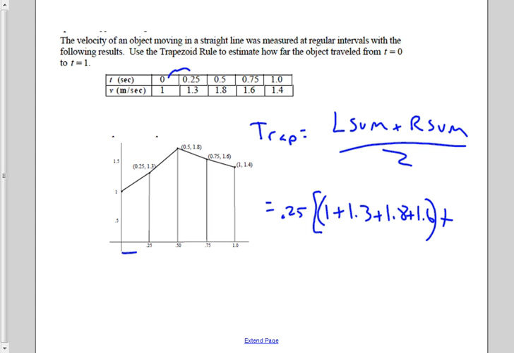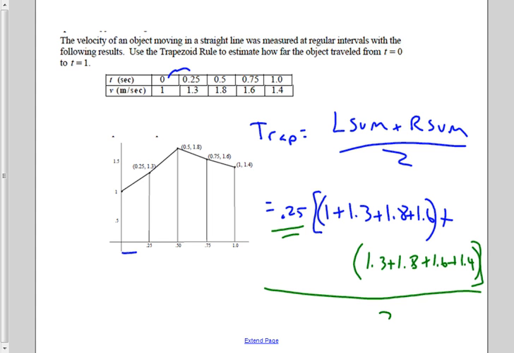And our right sum is going to be 1.3 plus 1.8 plus 1.6 plus 1.4. And both of these terms are getting multiplied by our base of 0.25, and then we divide that by 2. So this is my 0.25 times this is my left sum, 0.25 times this is my right sum, and then I divide it by 2.